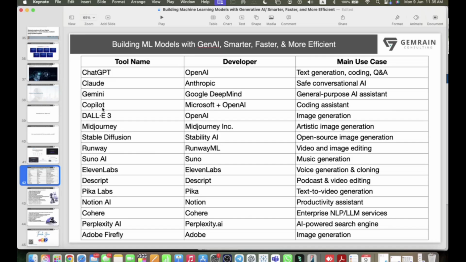Copilot is the only one which is integrated with the Word, with the PowerPoint, with the Excel. It is the only generative AI tool currently integrated in those softwares. We call it Microsoft 365 Copilot.